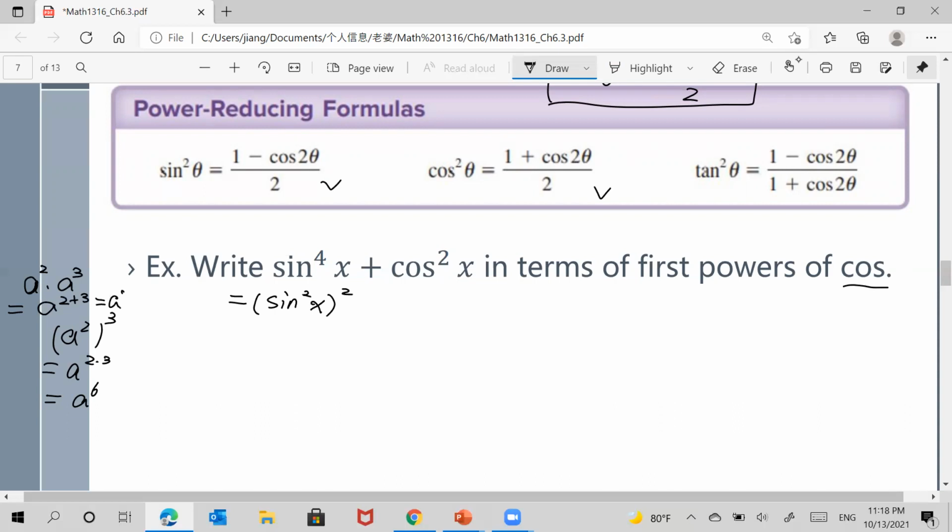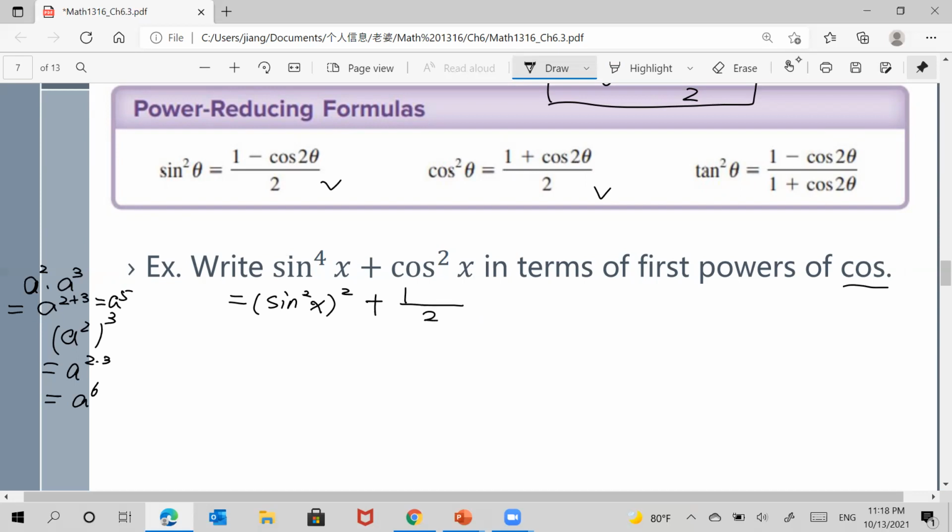That's a to the 5th power. So this is 1 base. That means 2 times 2 is 4. So make it into the smaller or lower power of the sine, and then cosine x squared. That means I can use the power reducing formula.